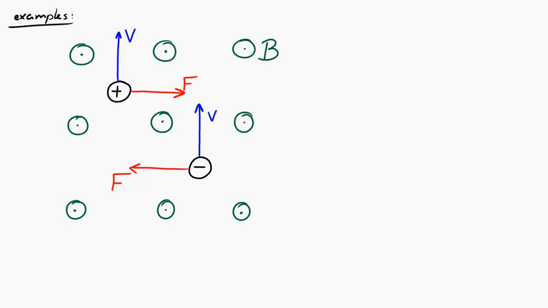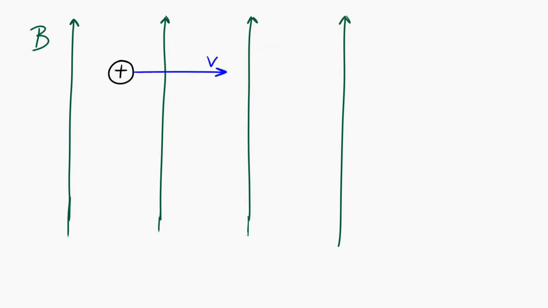Strange. Okay, let's look at a different example. Let's say we had a magnetic field pointed towards the top of the page, and I have a positive charge moving to the right. In that situation, the force on this positive charge would be out of the page. And if I had a negative charge, let's put a negative charge right here, and let's make that negative charge not moving. It's stationary. In that case, it feels no force.